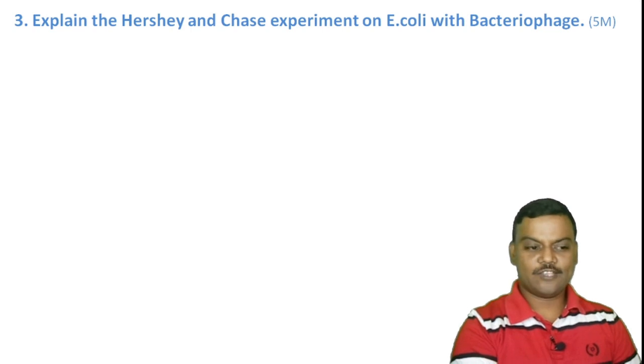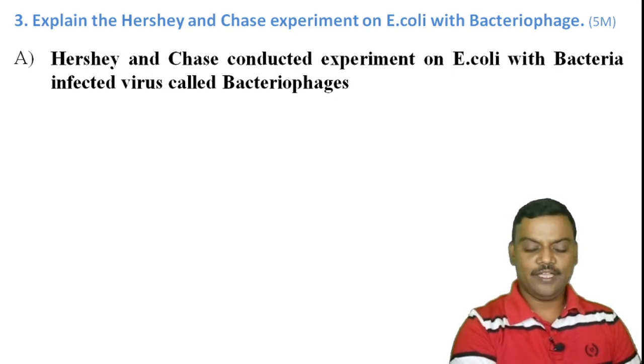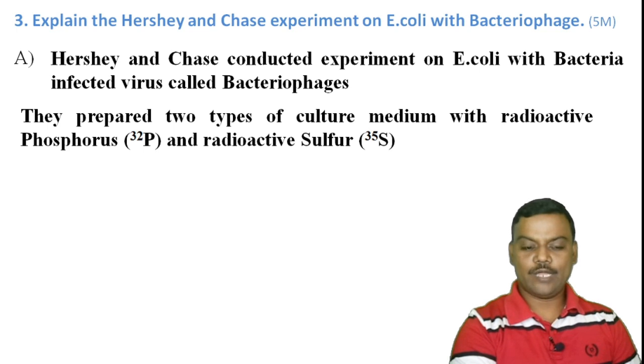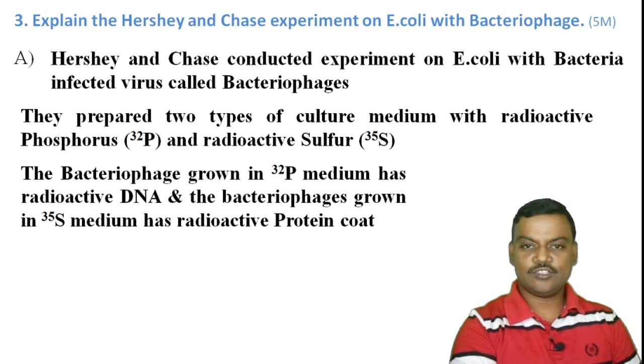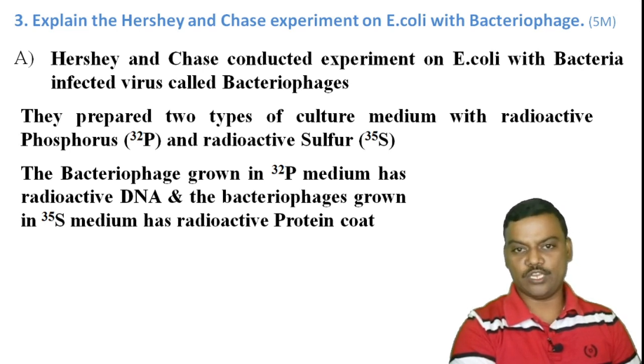Question number 3. Explain the Hershey and Chase experiment on E. coli bacteria with bacteriophages. It is for 5 marks. Remember this question has both points and a diagram. The valid points for this question: Hershey and Chase conducted the experiment on E. coli infected with viruses called bacteriophages. They prepared two types of culture medium, with radioactive phosphorus in the form of P32 and radioactive sulfur in the form of S35. The bacteriophages grown in P32 medium consist of radioactive DNA. At the same time, the bacteriophages grown in S35 medium consist of a radioactive protein coat.